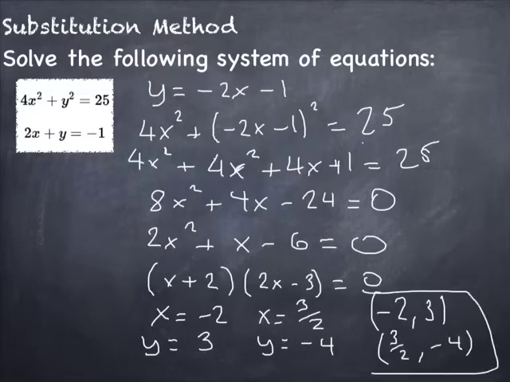That's the substitution method. You rewrite one of the equations so that you get one of the variables by themselves. Then you take that value and plug it into the other equation. Solve for one of the variables, and then you can take those numbers and plug them in and solve for the other variable.